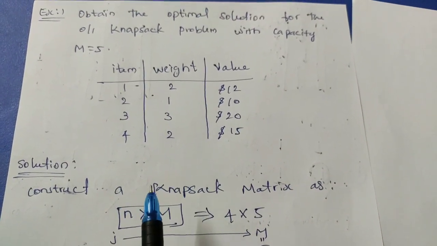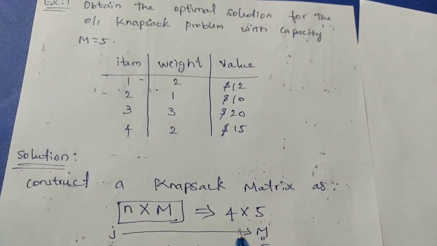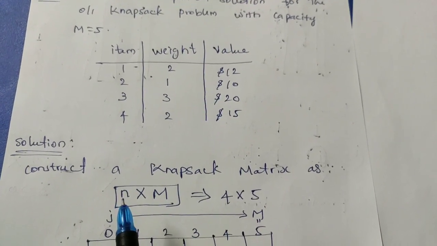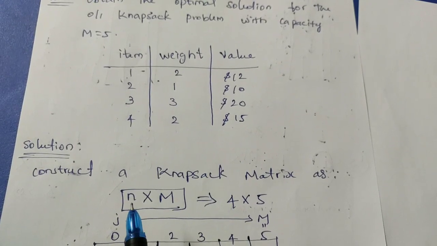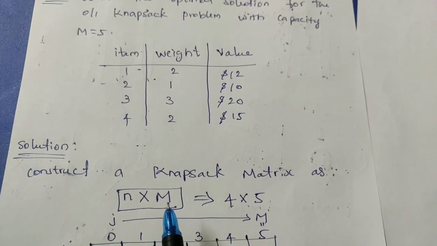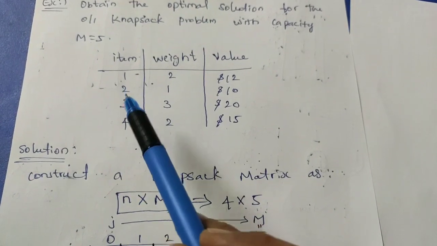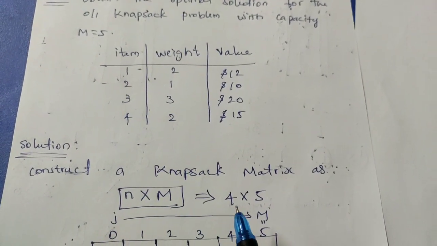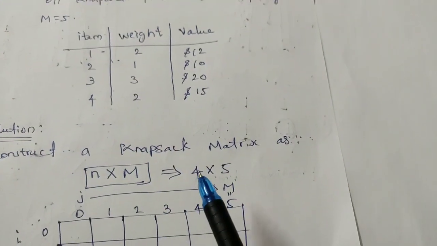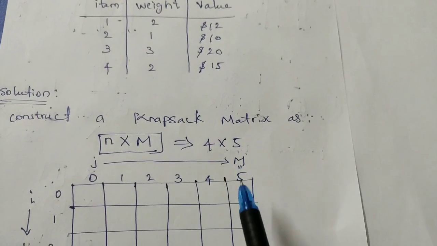To solve the 0 by 1 knapsack problem using dynamic programming, you need to construct a knapsack matrix. How can you construct a knapsack matrix? It should be constructed with size number of items n by the maximum capacity of the knapsack. How many items do you have in your question? 4 items. So the value of n will be 4. And the maximum capacity given in the question is 5. So a 4 by 5 matrix you need to construct.